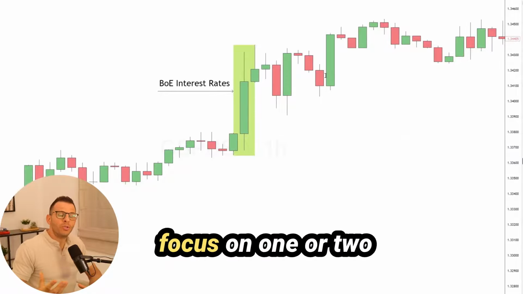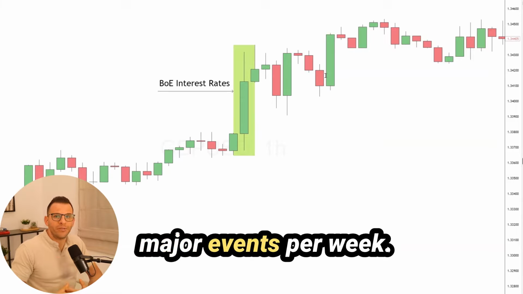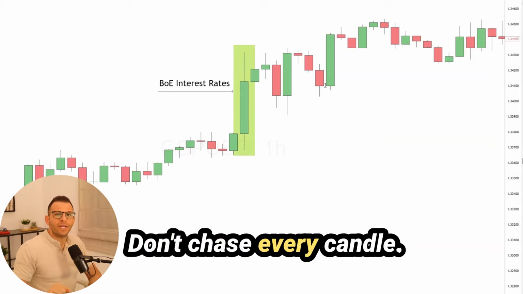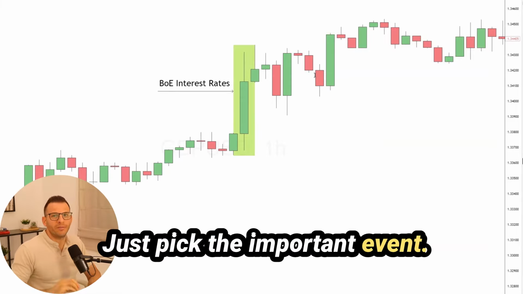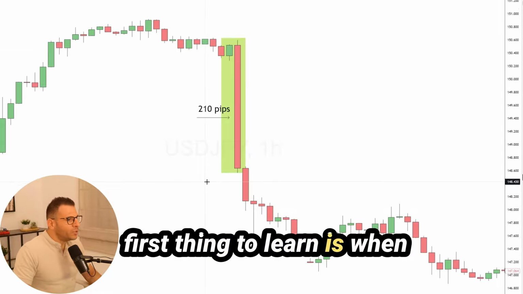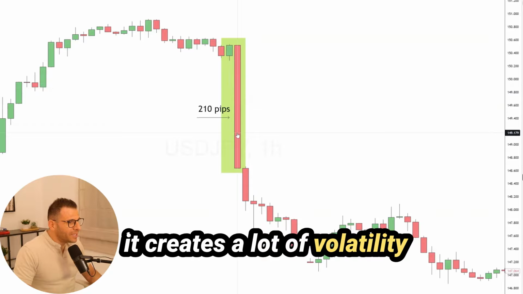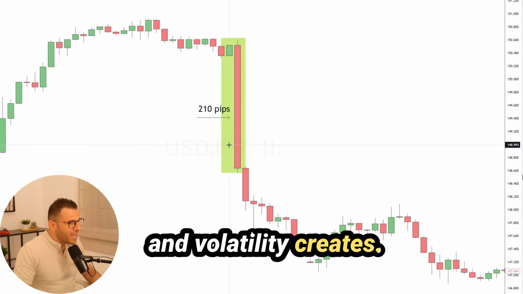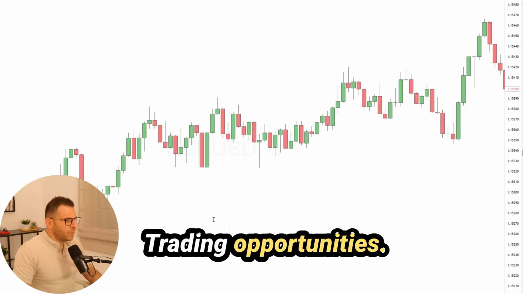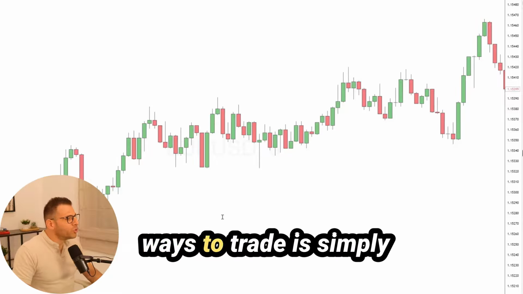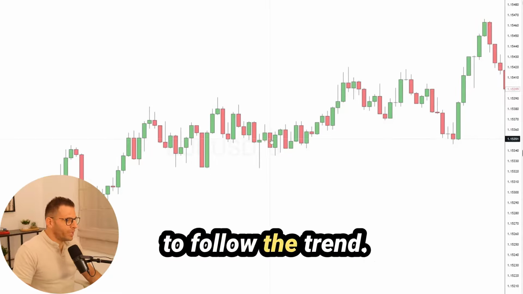Beginners should focus on one or two major events per week. Don't chase every candle, just pick the important events. First thing to learn is when the big news comes out, it creates a lot of volatility, and volatility creates trading opportunities. One of the easiest ways to trade is simply to follow the trend.